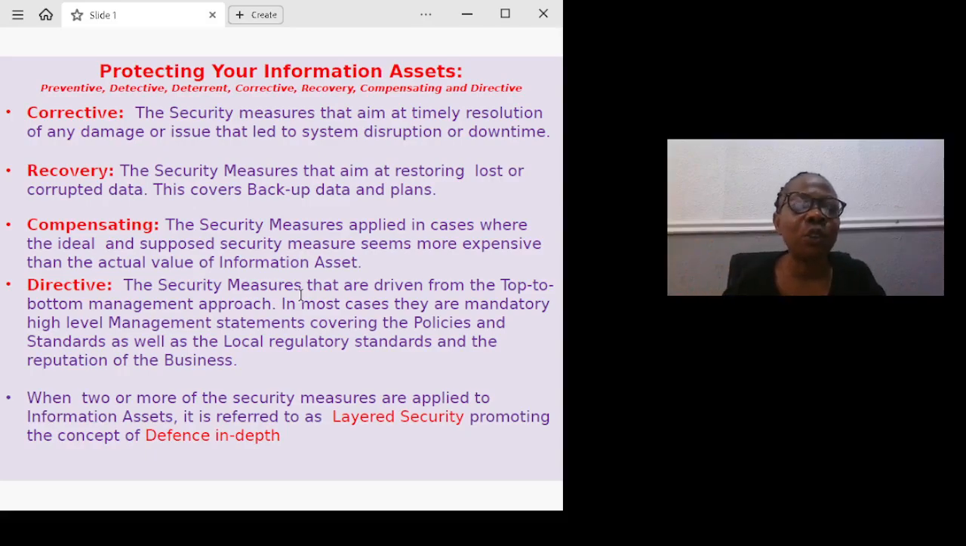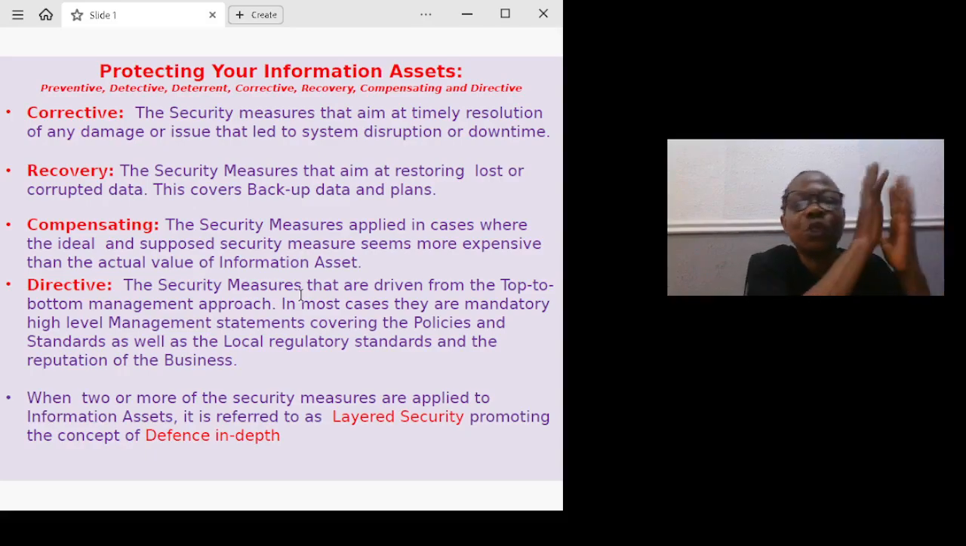We are not applying controls that will be more expensive than the value of the assets on their own. At the end of the day, there will not be any profit. The organization will not be able to make any profit. So there's really no need. What you do is look for a compensating control. That is a security measure you apply when the ideal security measure you should have applied is more expensive than the actual value of the asset. So you use it to make it up.